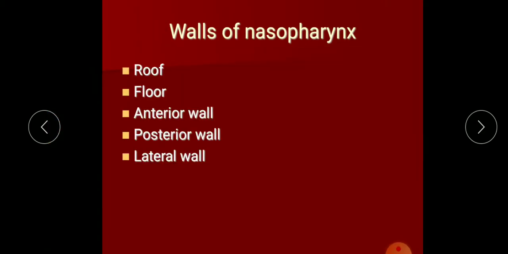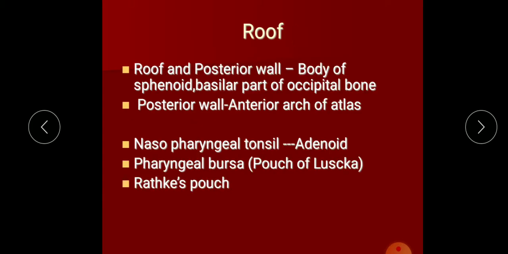So read that the walls of the nasopharynx will have a roof, a floor, an anterior wall, a posterior wall and a lateral wall. So read that the roof and the posterior wall is continuous or sloping, and you find the roof is formed by the body of the sphenoid with the basilar part of the occipital bone, and the posterior wall is formed by the anterior arch of atlas.